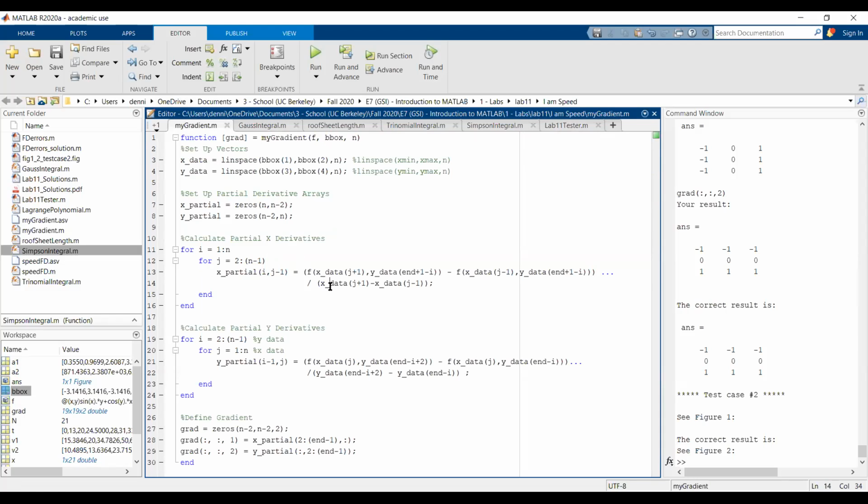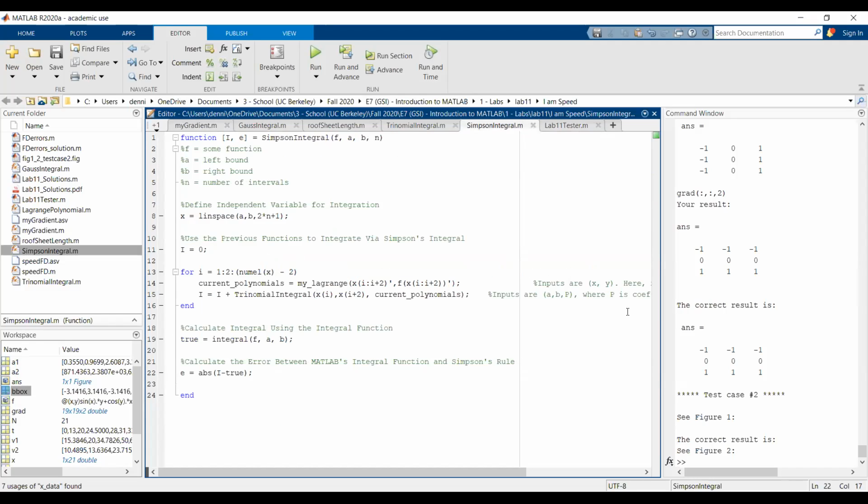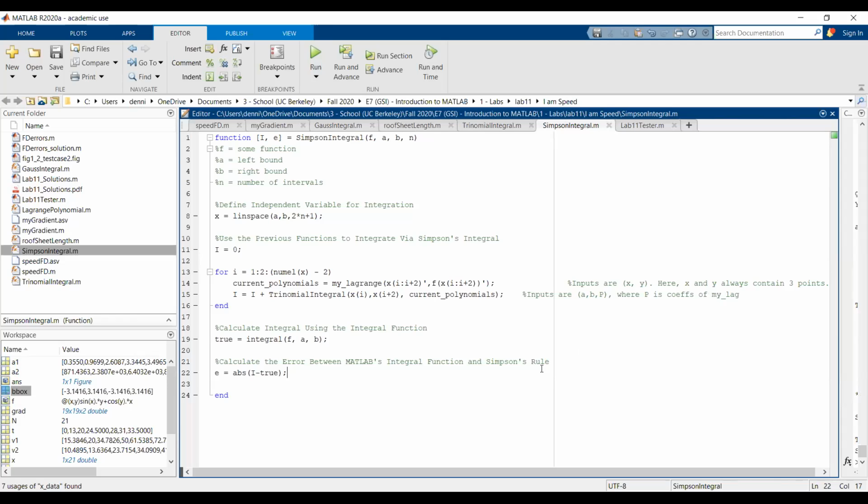Okay. Can you go back to the Simpson integral one more time? Sure. Yeah, here we go. Let me expand this out. Okay, you good? Thank you.